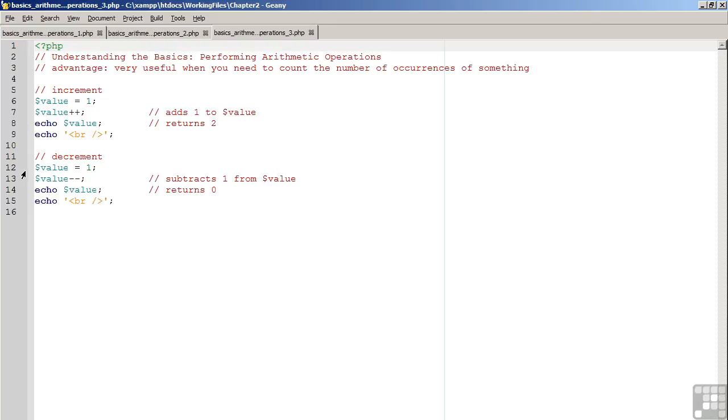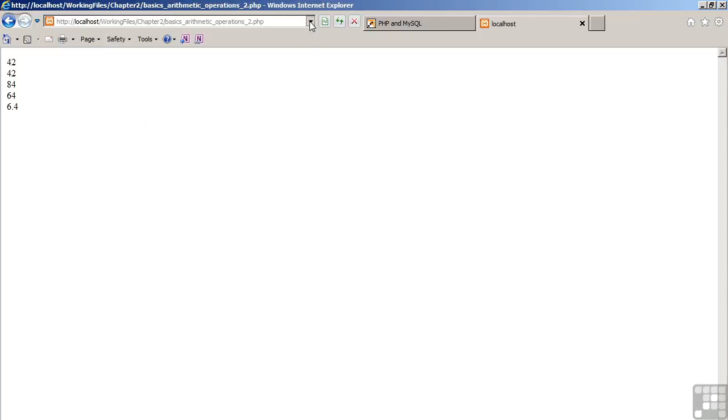Likewise, you can do the same thing by performing a decrement operation. On line 12, we're assigning $value a value of 1. On line 13, we are decrementing the value by 1. As we would expect, the return value will then be 0. Moving over to the browser, let's see if we get 2 and then 0. So as you can see, the result is 2 followed by 0.